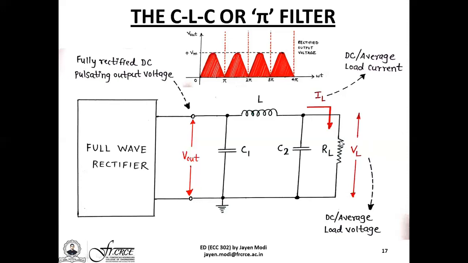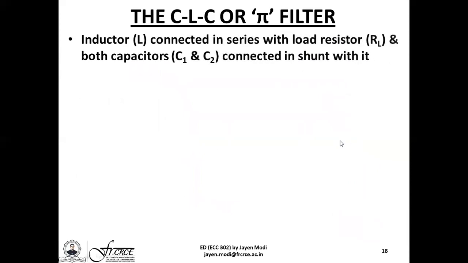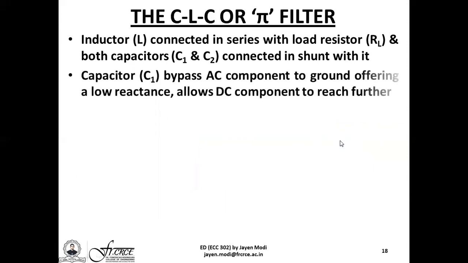Taking a look at the entire operation, the inductor L is connected in series with the load RL, but both capacitors C1 and C2 are connected in shunt or in parallel. Capacitor C1 will bypass the AC component directly obtained from the output of the full wave bridge type rectifier circuit. It will bypass it down to ground because it offers a very low reactance, and it allows the DC component to reach further.